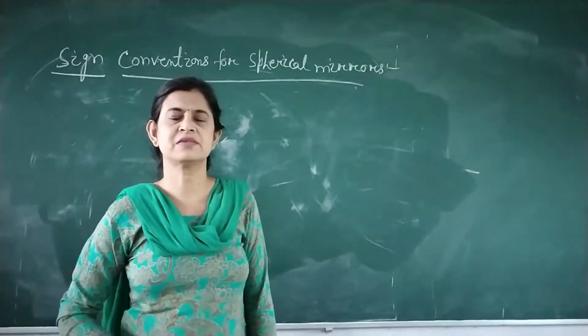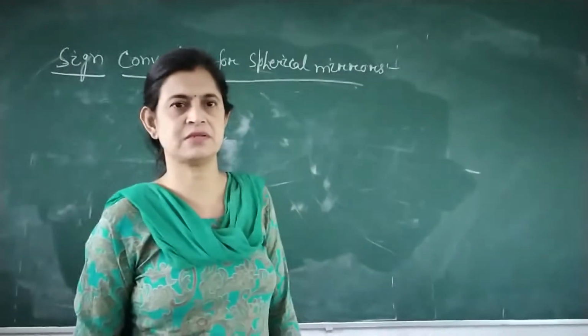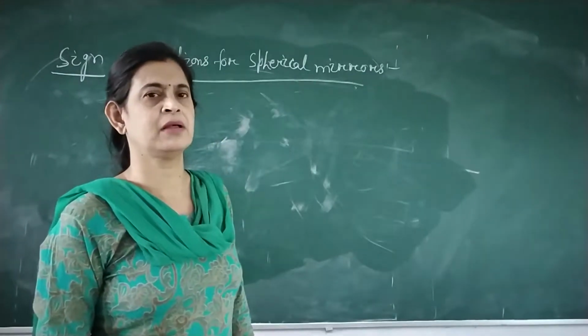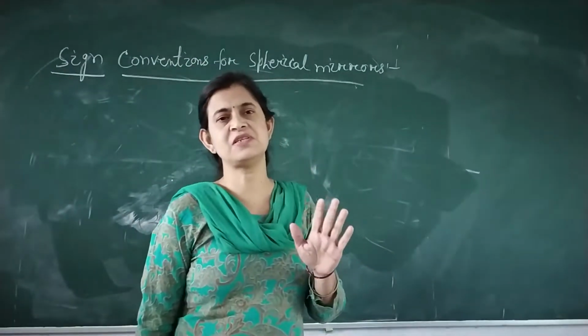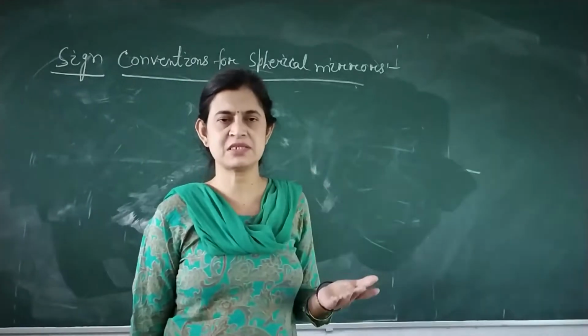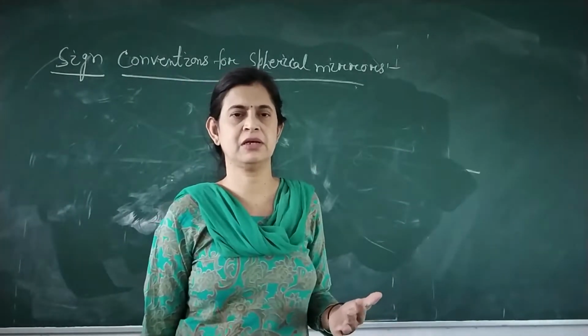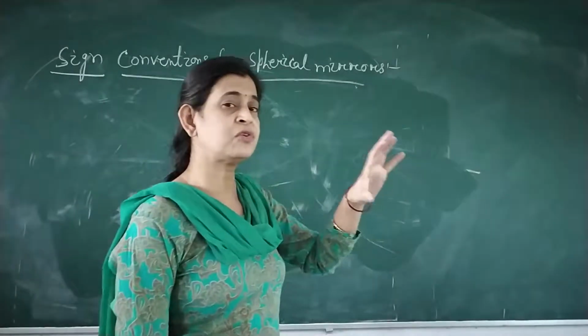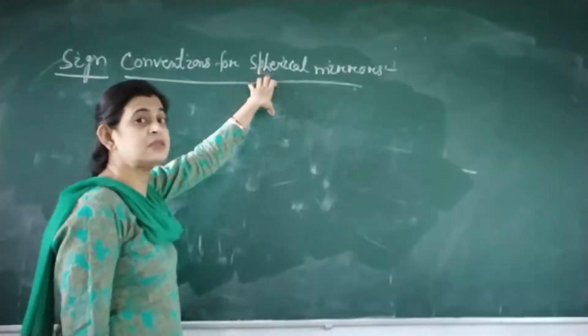Now we will discuss the sign conventions for spherical mirrors. That means in which case the object distance, image distance or focal length will be positive or negative, which is the most important topic in this chapter.